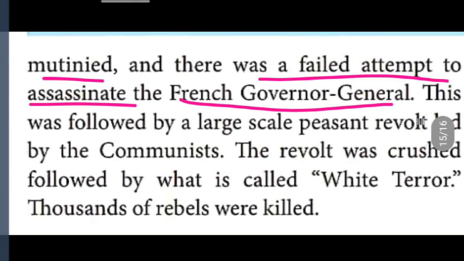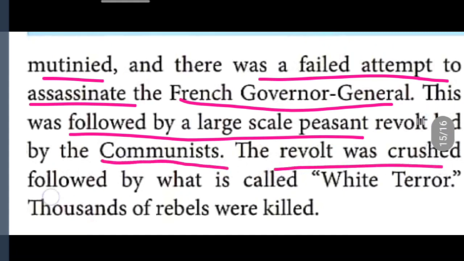Okay, but it was a failure one. So this was followed by a large scale peasants revolt. Peasant in the sense, who are they? Farmers. So the farmers and all, they were led a revolt. Yes, they were led a revolt by the communists.